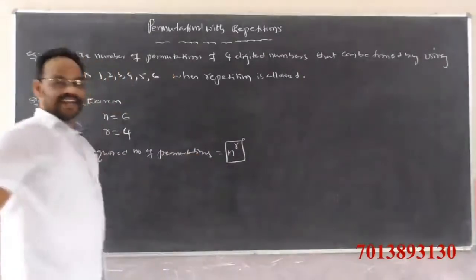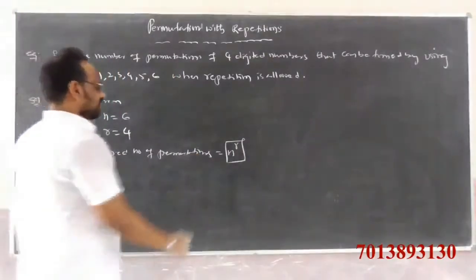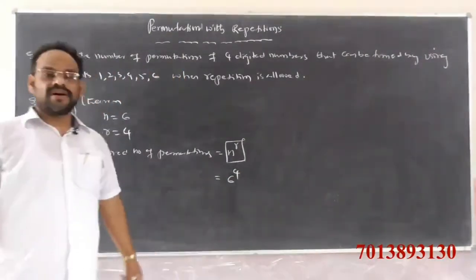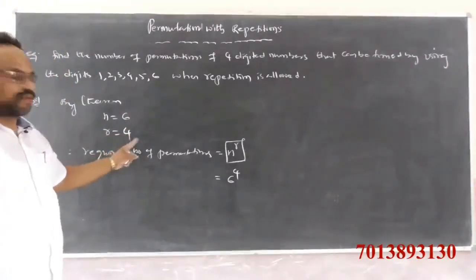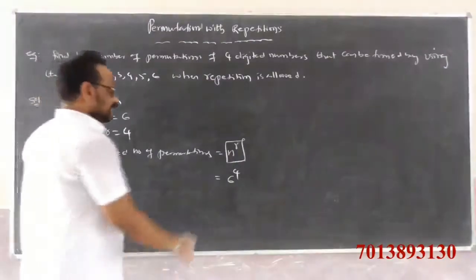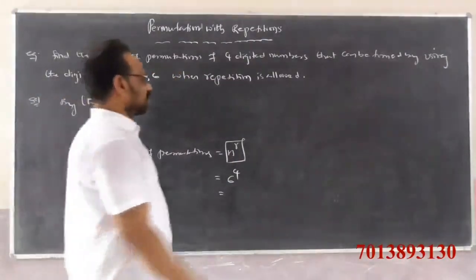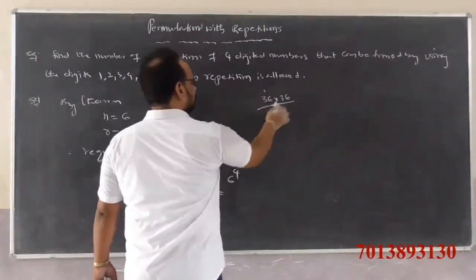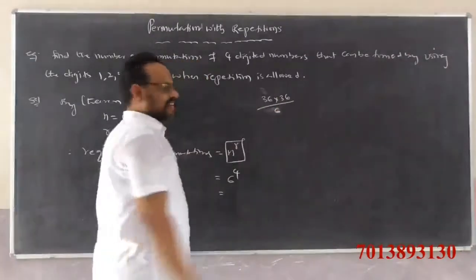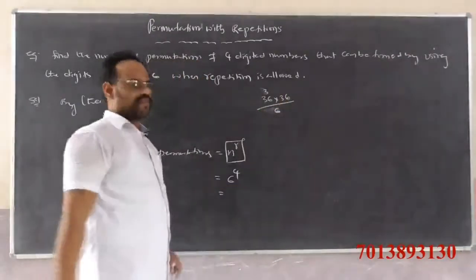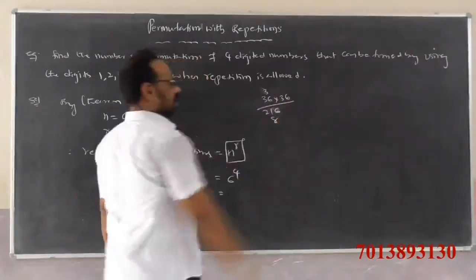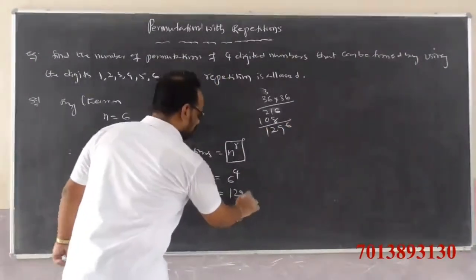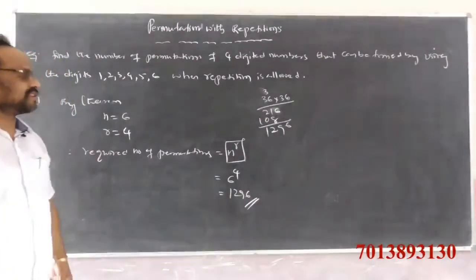What is the formula? n power r. Clearly that is equal to 6 power 4, with n value 6 and r value 4. So 6 power 4 means 6 squared is 36, so 36 into 36. 6 sixes are 36, 6 threes are 18, 18 plus 3 is 21, so 216. 3 sixes are 18, 3 threes are 9, clearly 1296. Total number of permutations is 1296.